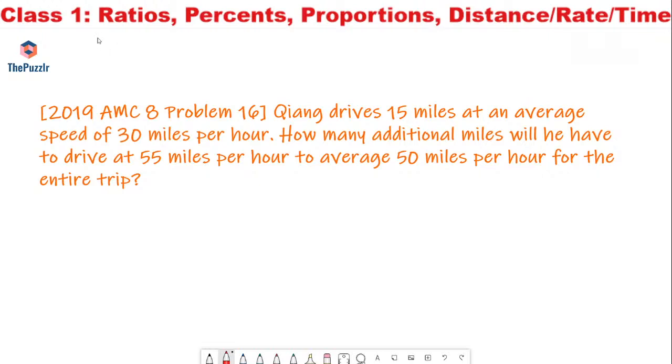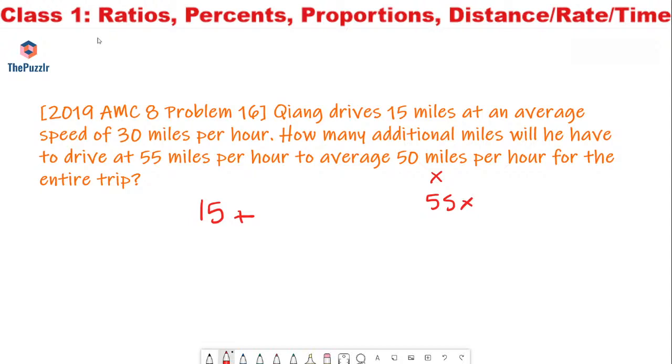Let's use our formula. Total distance over total time gives us the actual average speed. So we want the average speed to be 50 miles per hour. How much has he traveled? He's driven 15 miles plus what else has he driven? Well, we don't know how many hours he drove at 55 miles per hour, right? We need to figure that part out. So I'm just going to say there's X hours. Our answer is not going to be X though. We're trying to look for the number of additional miles. So that would be 55 miles per hour times X, or 55X.